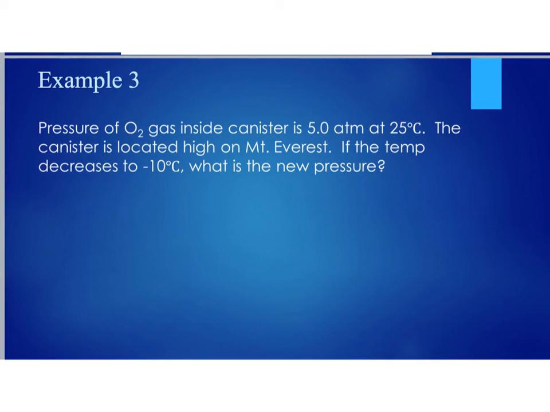Example 3 says the pressure of oxygen gas inside a canister is 5 atmospheres at 25 degrees Celsius. The canister is located high on Mount Everest. If the temperature decreases to -10 degrees Celsius, what is the new pressure? So again, I always start out every problem with what I'm given. I'm given a pressure and a temperature, so P1, T1, and I'm given, it looks like, a T2. So because I have pressure and temperatures, I know I'm going to have to use Gay-Lussac's law, which is P1 over T1 equals P2 over T2.